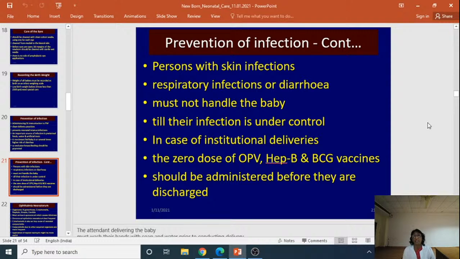And please remember, whenever we are promoting institutional deliveries, and in Telangana more than 92% of the deliveries took place in institutions, whenever a woman delivers in the institute, tertiary hospital, district hospital, community health center or primary health center, you have to ensure that the newborn is administered 0 dose of oral polio vaccine, hepatitis B and then BCG vaccines. The 0 doses are not counted as a regular dose in the primary immunization schedule. I think you will be taught about the primary immunization schedule. And they all should be administered before the child is discharged from the hospital.